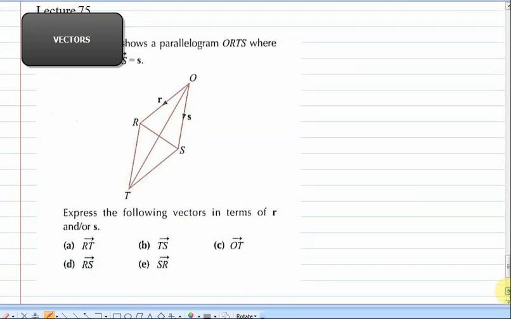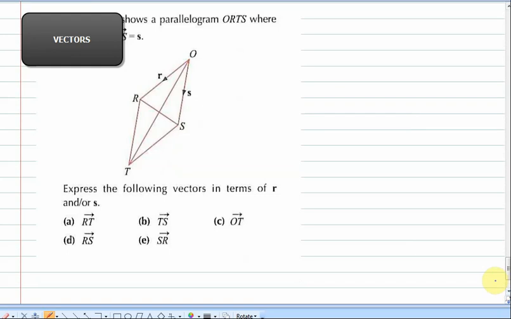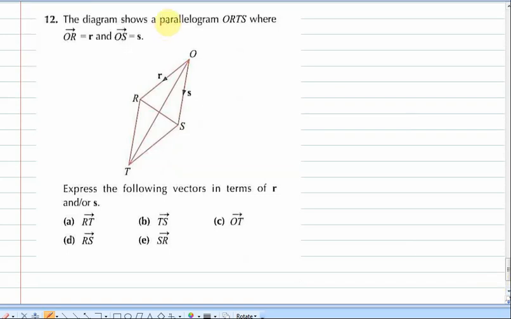So first read the question carefully. The diagram shows a parallelogram. The first important word is parallelogram. What is a parallelogram? Opposite sides are equal and parallel. ORTS, where OR is R and OS is S.